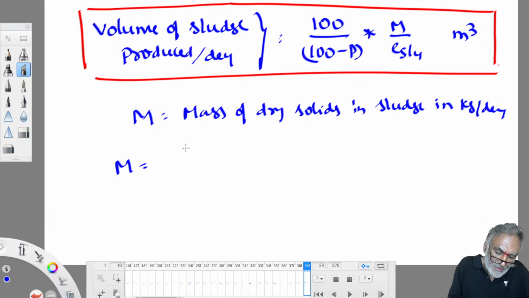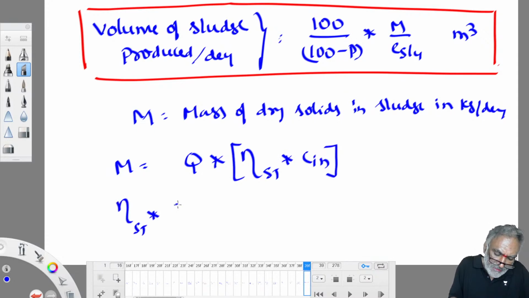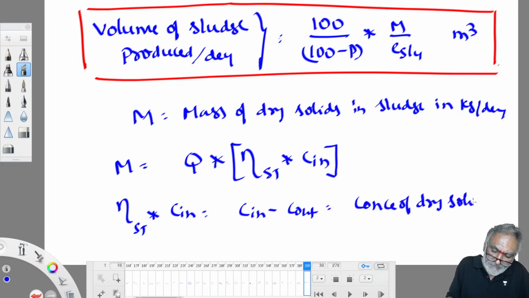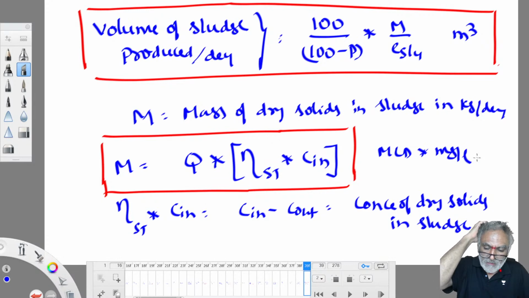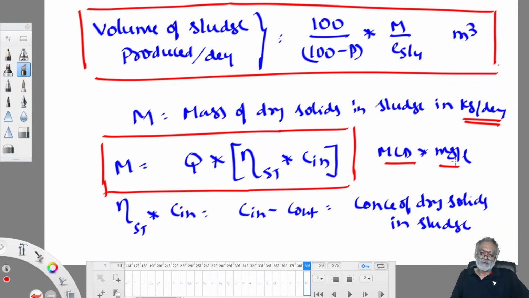So this M value you can work out by using the equation Q into efficiency of sedimentation tank into Cn. This efficiency of sedimentation tank into Cn is nothing but Cn minus C out. Cn minus C out represents concentration of dry solids in sludge. That's how we can find M value. So substitute Q in MLD and concentration in milligram per liter, then you will get M value in kilogram per day. Understood? MLD into milligram per liter will go kilogram per day.